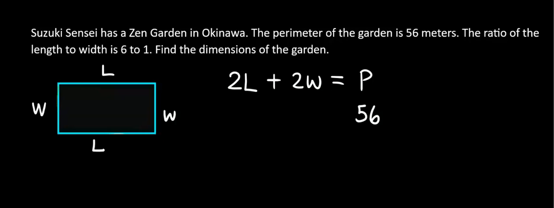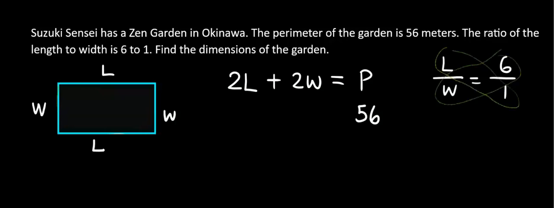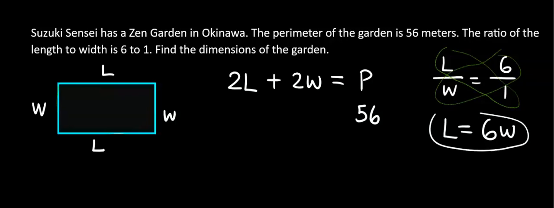But we do know the ratio of length to width is 6:1. Therefore, if we use the cross product, we can easily see length equals 6 times the width. Okay? All right. Now, we can use this information to rewrite 2 times length plus 2 times width equals perimeter.